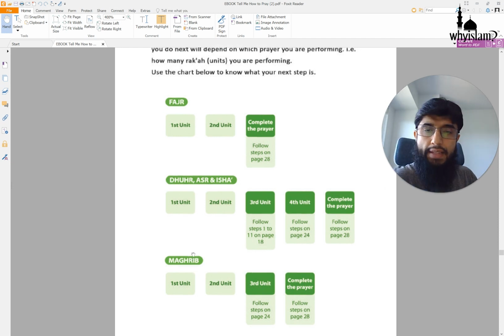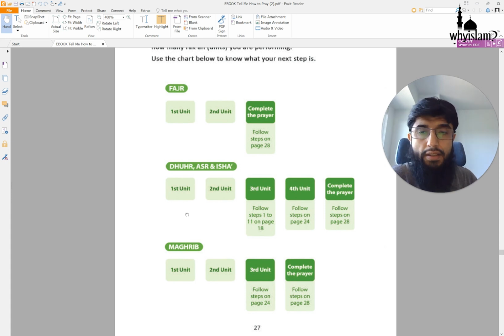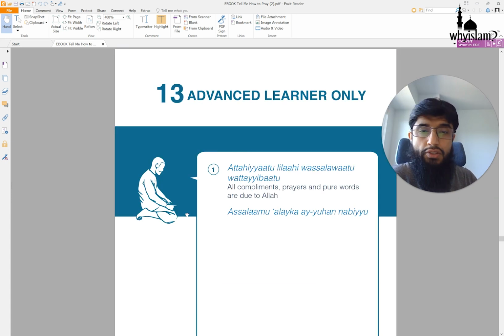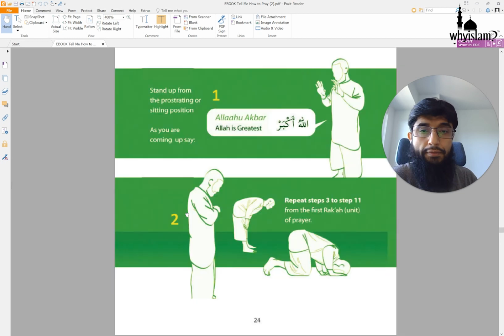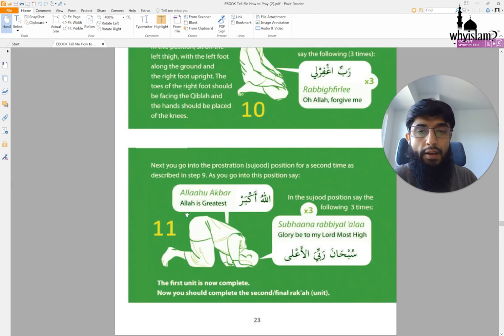Now we will go to the next part. We will go to the first chapter of Quran, which is what you recite when you're standing up. We'll start looking at that.